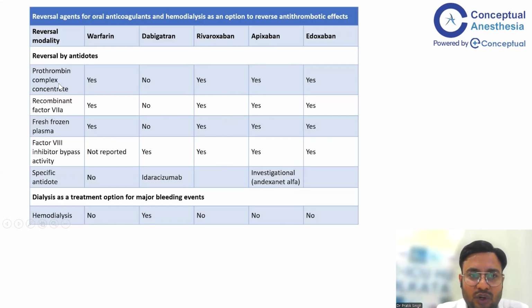So all these factors can help with apixaban and edoxaban. Again, all these factors can be used. Hemodialysis can only help as a treatment modality in toxicity if the patient is on dabigatran.